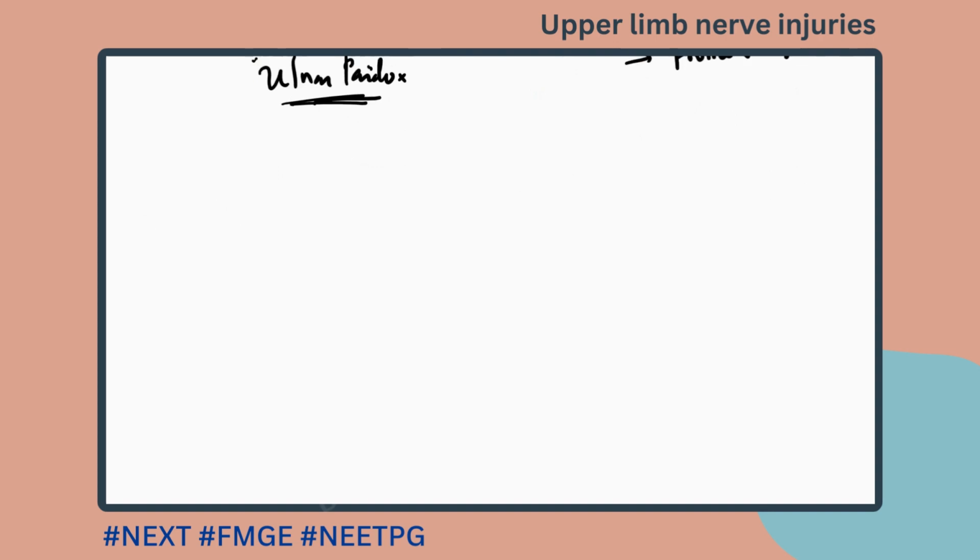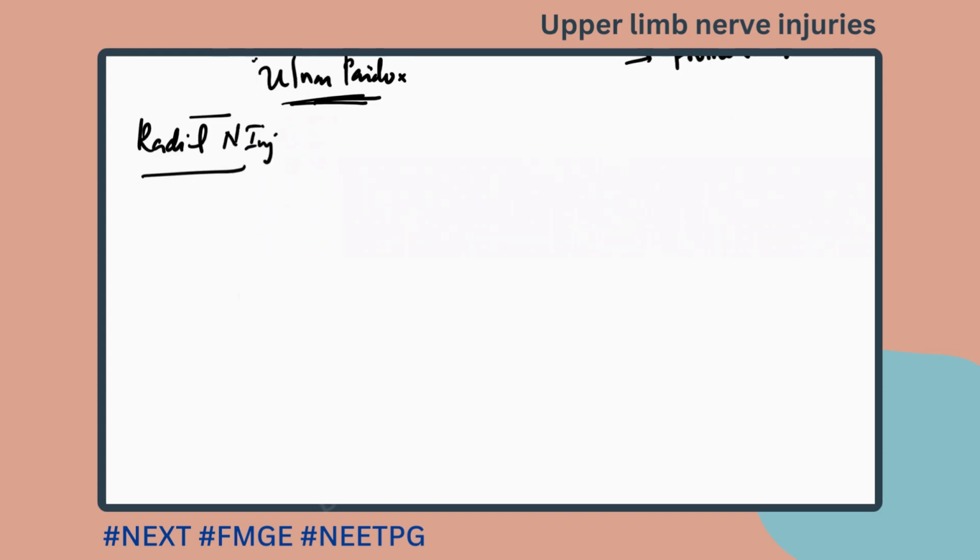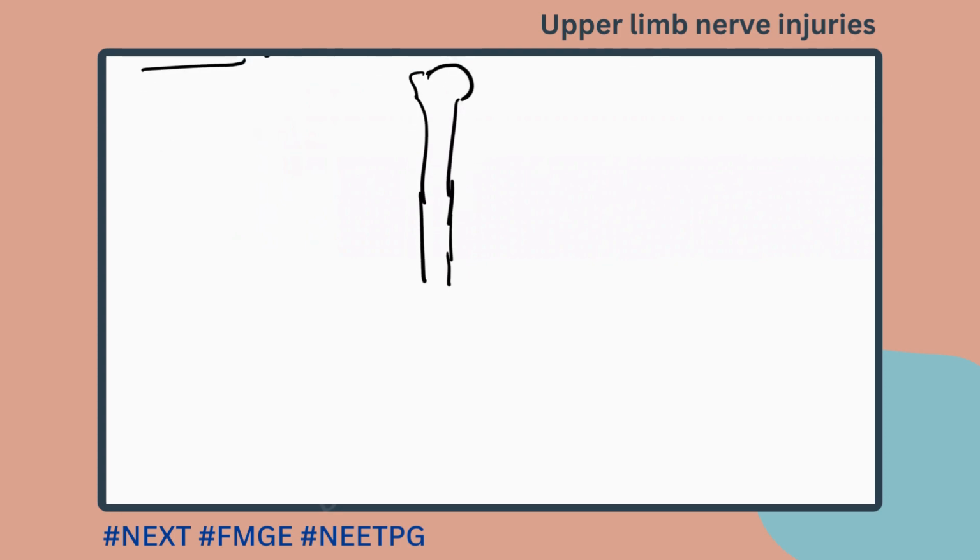Okay, fine. The last nerve in the upper limb to be discussed is radial nerve injury. Before going into radial nerve injury, we have to see a small course of the radial nerve. So let us consider this is the humerus bone that ends on the lower side.